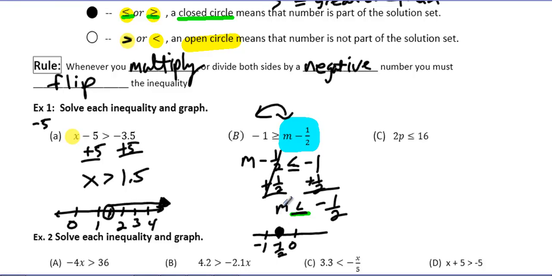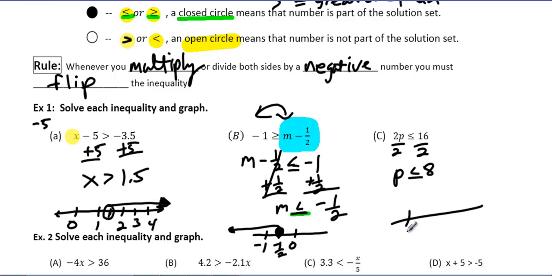We want the numbers less than this. Okay, less than, again, tells me to go to the left, L and L. Or, once again, if you just look at the numbers, 0 is not less than negative 1/2. So we want to go away from 0, so we're going this way. Okay? Alright, example C should be pretty straightforward. We're going to divide by 2. We get less than or equal to 8.